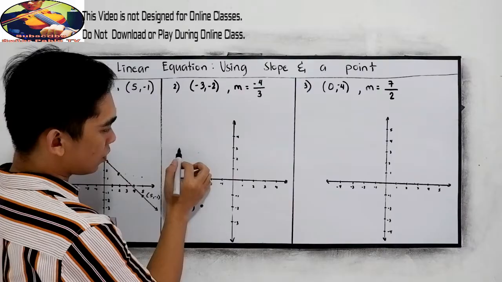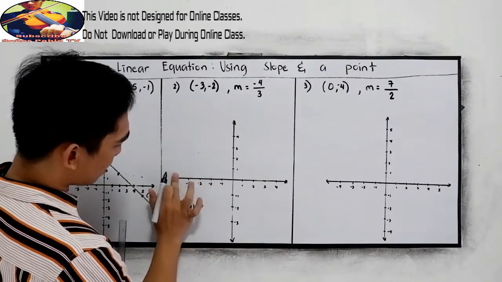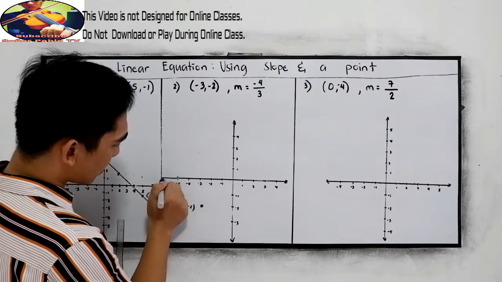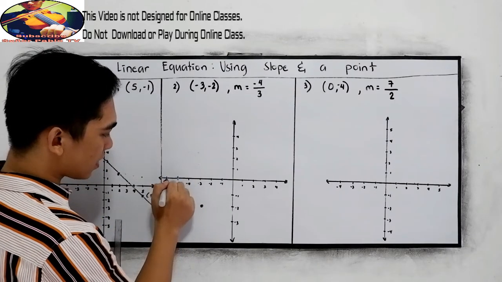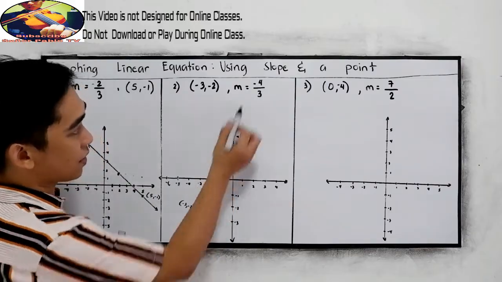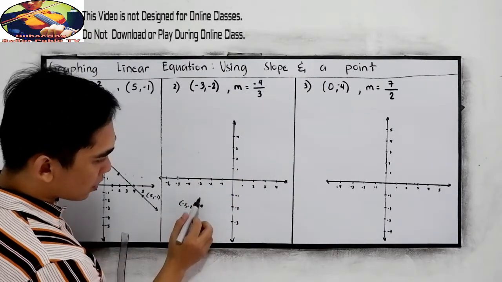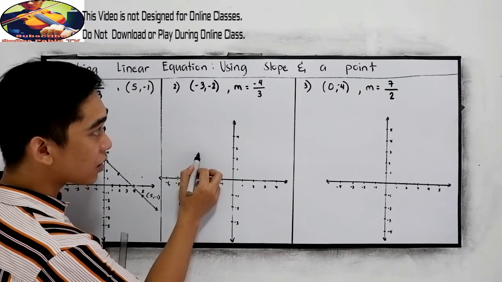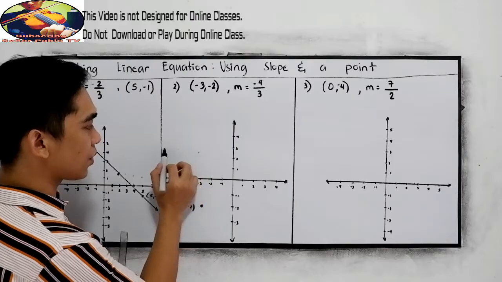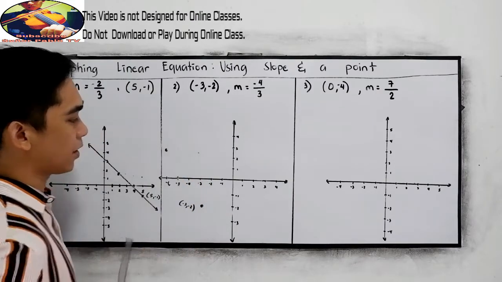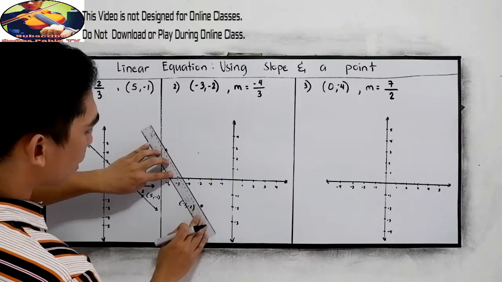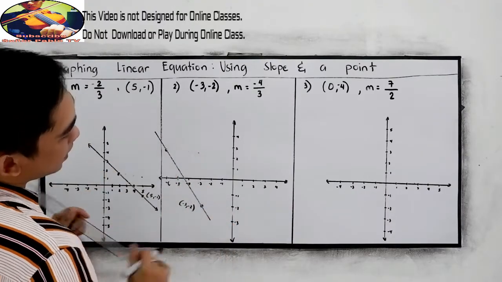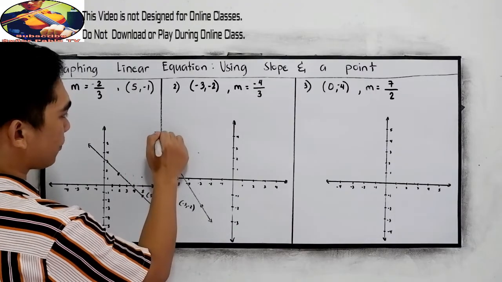Negative, going left 3 times: 1, 2, 3. Let's say this is our negative 5, extend the x-axis, negative 6. Again, let us repeat. Rise 4, so 1, 2, 3, 4, then run to the left 3 times: 1, 2, 3. So this will be our point. Now we are ready to connect the points. This will be our graph.